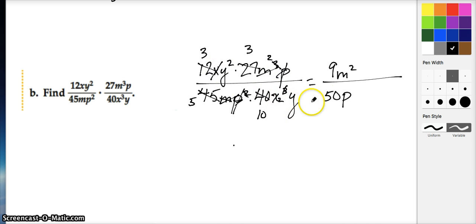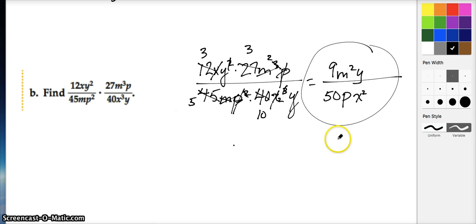Cancel that down. I've got x squared in the denominator, and I'm going to get rid of those x's. I don't have to deal with those anymore. And finally, my y's. I've got one y in the denominator, 2 in the numerator, and they cancel out to give me 1y in the numerator. So my final answer is this: 9m squared times y over 50 times p times x squared.